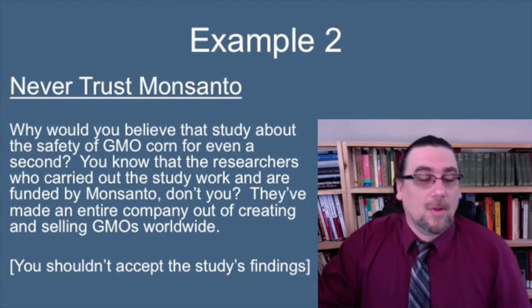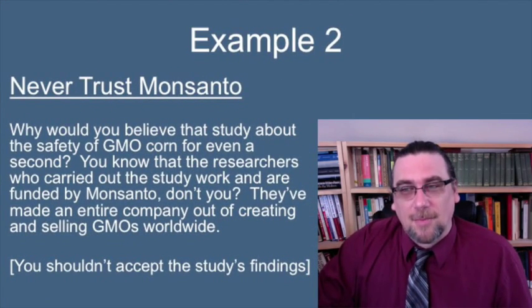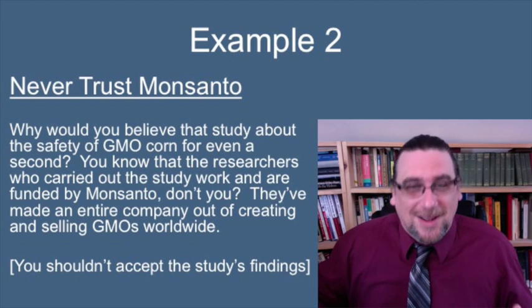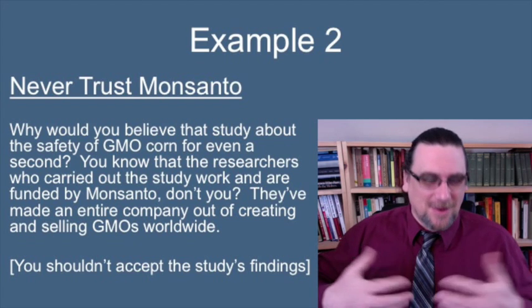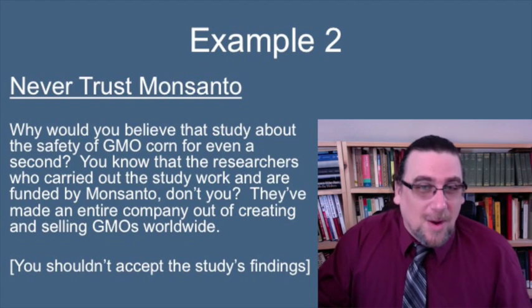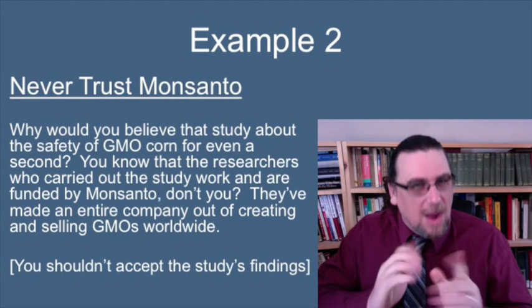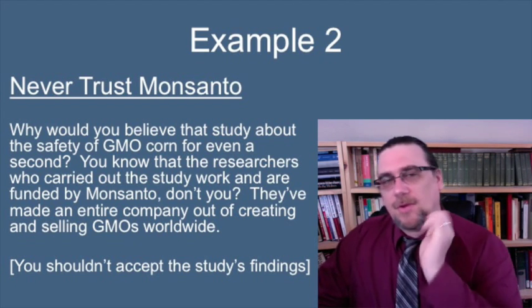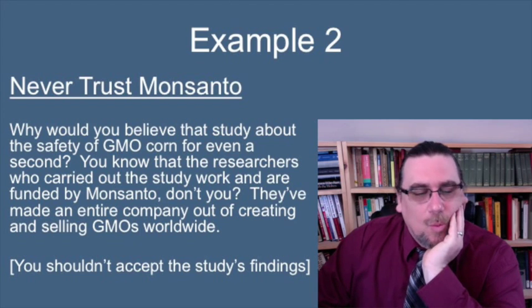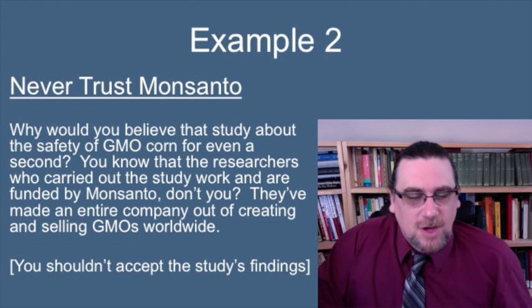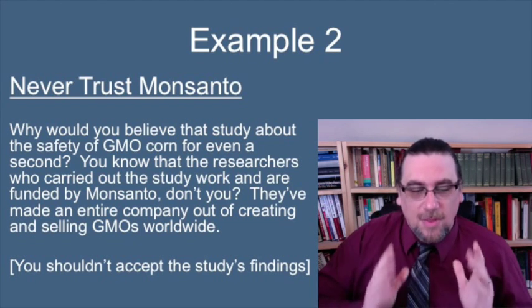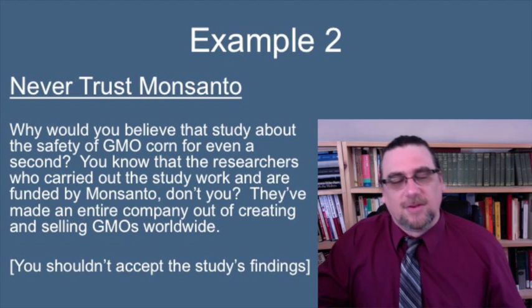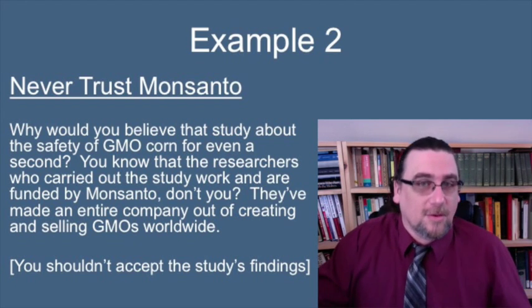Let's look at another example. Never trust Monsanto. By the way, you probably shouldn't trust Monsanto on a lot of stuff, but there's independent sources out there that you can go and see, that can tell you why that would be a good idea to be wary of them, right? So here's a genetic fallacy. Why would you believe that study about the safety of GMO corn for even a second? You know that the researchers who carried out the study work and are funded by Monsanto, don't you? They've made an entire company out of creating and selling GMOs worldwide, so don't accept the study's findings.